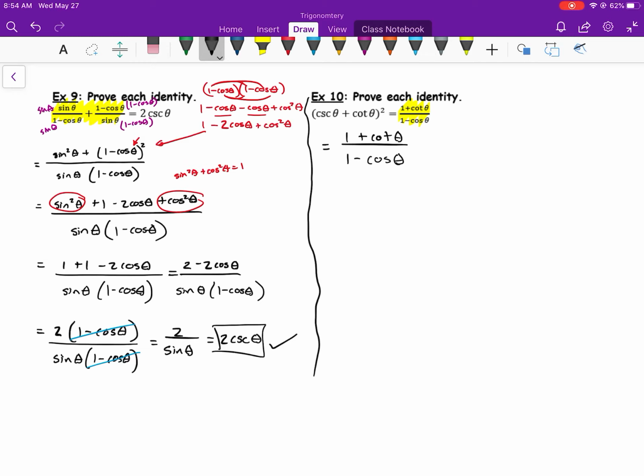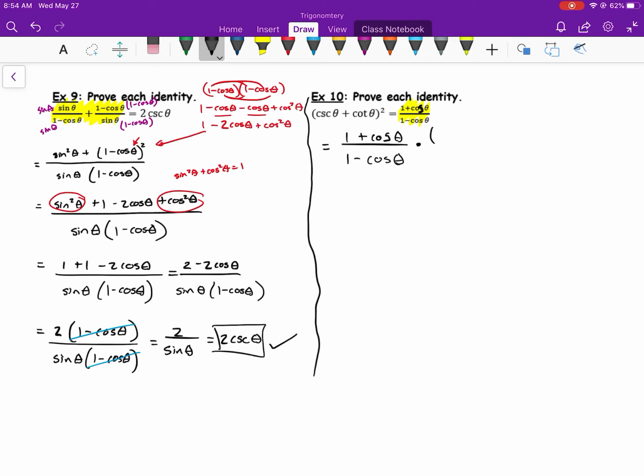Alright. So, did I copy this down wrong again? I think I did. Yeah, this is supposed to be cosine. Sorry. There we go. Should be 1 plus cosine theta over 1 minus cosine theta.